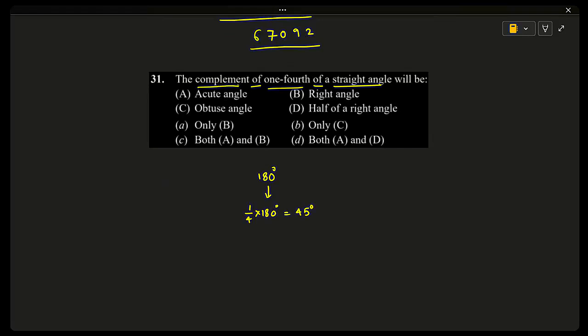And further, we want the complement. How to find the complement of that? To find the complement, we subtract from 90. So 90 minus 45 is 45. So the final answer is 45. But which of the given options accepts this? Is 45 an acute angle? Yes. Is it a right angle? No. Is it an obtuse angle? No. Is it half of a right angle? Yes. So both A and D are correct. So we have to choose option D, both A and D.